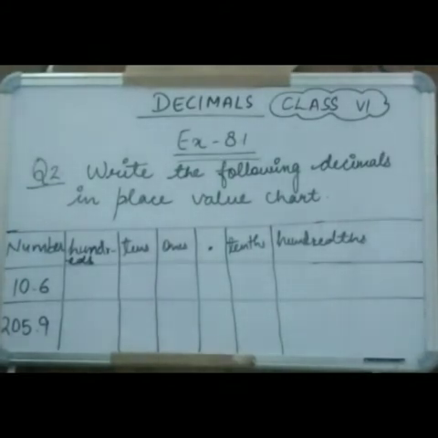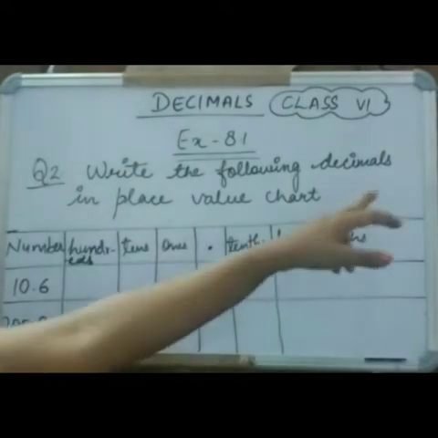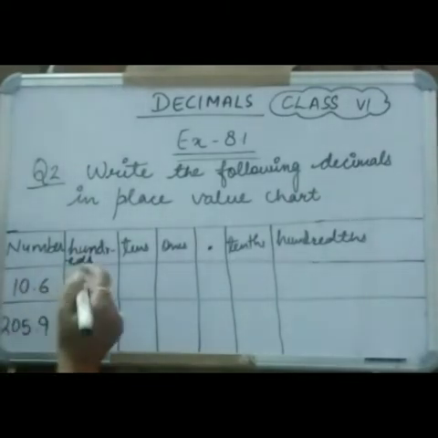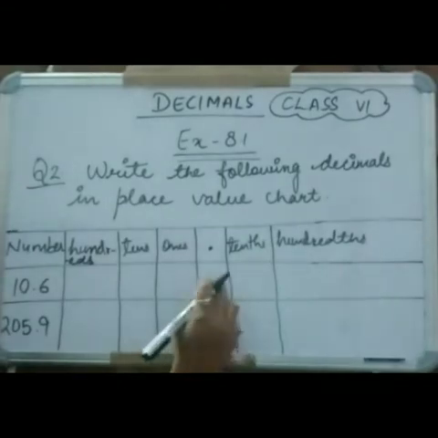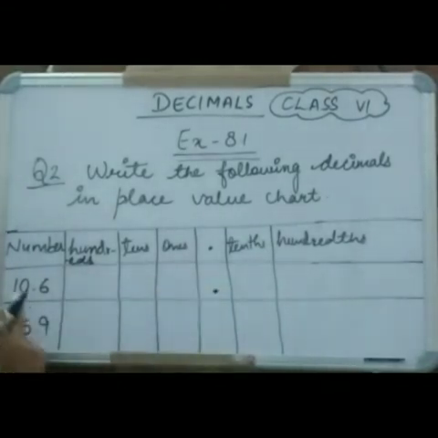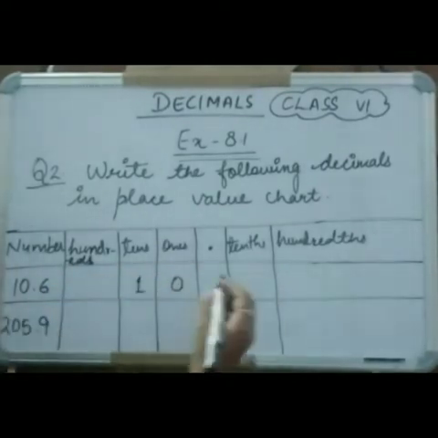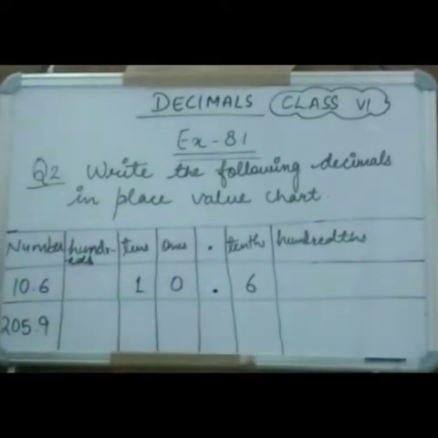After that what you have to write? Tenths, hundredths, thousandths, like this you have to do. So first is 10.6. First of all you will put the decimal. Now ones is 0, tens is 1 and tenths is 6 here, and in the hundreds place there is nothing, so you will leave it like this only.